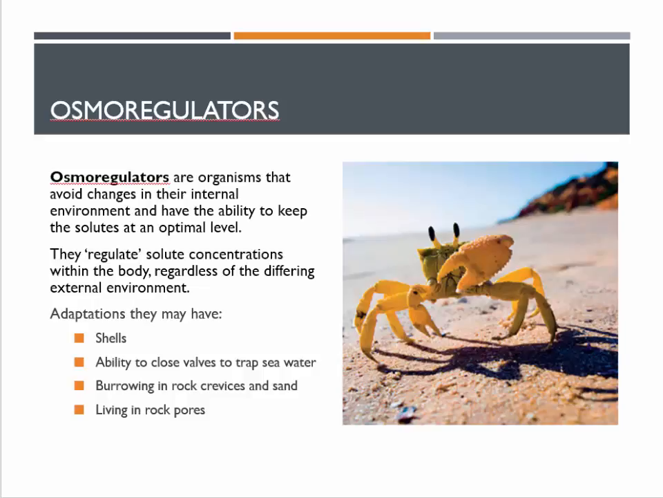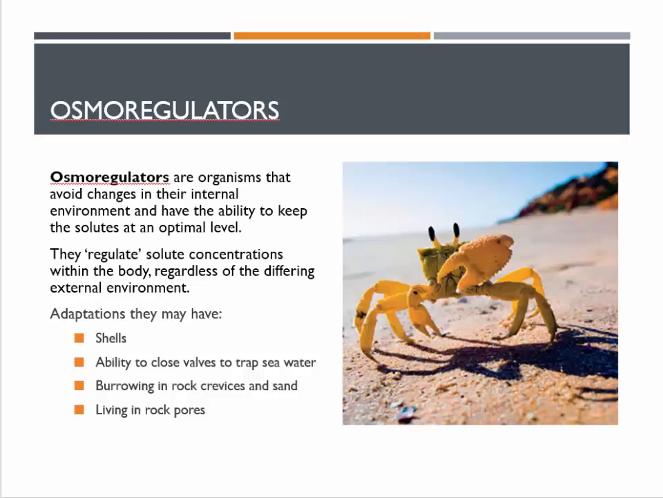How they do this is you can have multiple adaptations. Some of these organisms have shells. Some of them have the ability to close valves to trap seawater. They can burrow in rock crevices and sand, and they can live in rock pores. We'll talk about this ability to close valves to trap seawater.